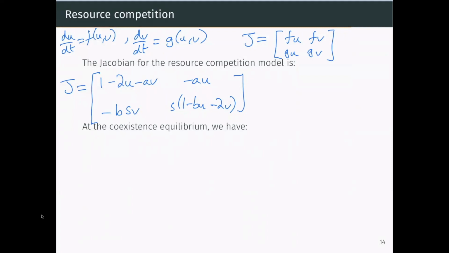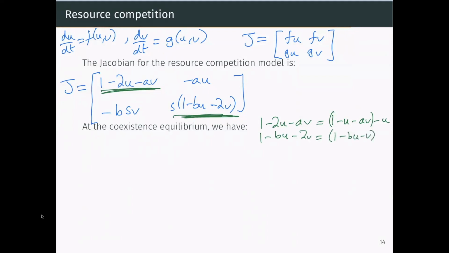And we can note here that we can actually write these terms in a slightly different way. If we note that 1 minus 2u minus AV is equal to 1 minus u minus AV minus u. And likewise, we can write 1 minus BU minus 2B is equal to 1 minus BU minus V minus V. So all I've done is I've taken out one of these U's and V's. And the reason I've done that is because we're going to be looking at our coexistence equilibrium.